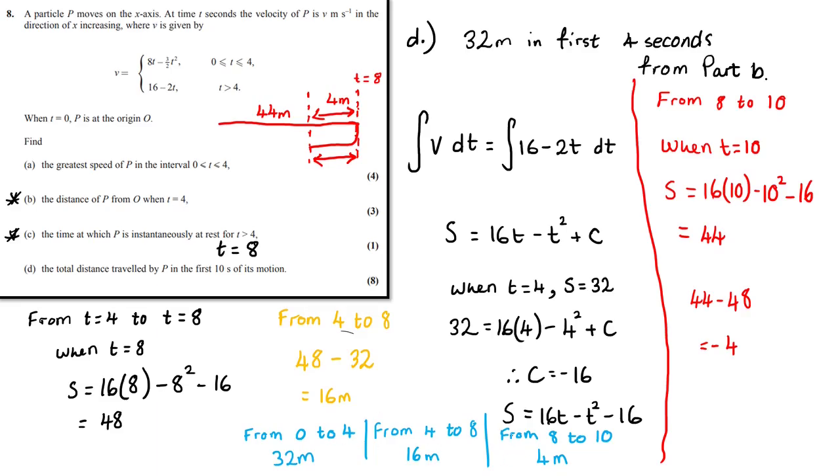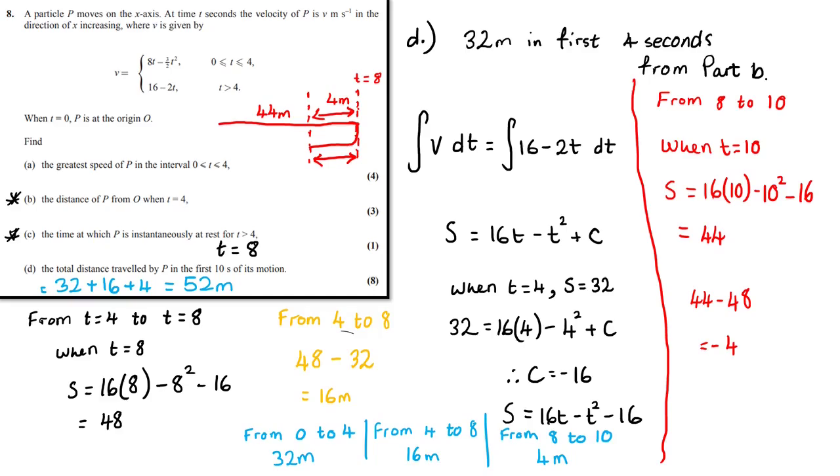This would give us the total distance travelled. So the total distance is equal to 32 plus 16 plus 4. So 16 plus 4 is 20, plus the 32 gives us 52 meters there. Okay, so the total distance travelled by P in the first 10 seconds of its motion is 52 meters.